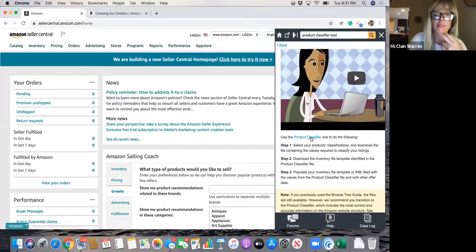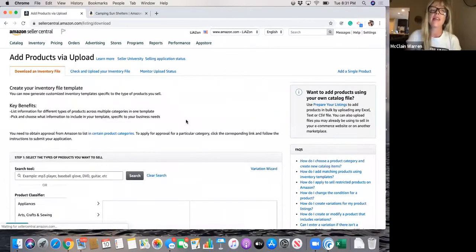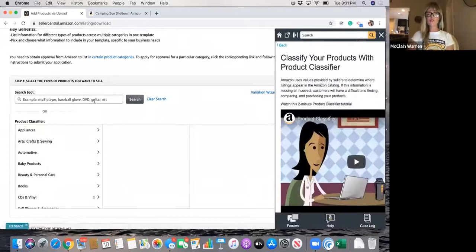Sorry, I'm really humble if you can tell. Push the product classifier tool. Now, here, what most people do is they put in the very specific thing that they're going to sell, okay?